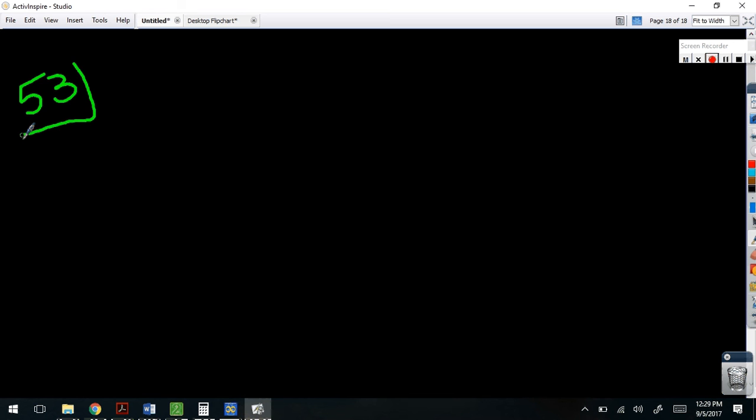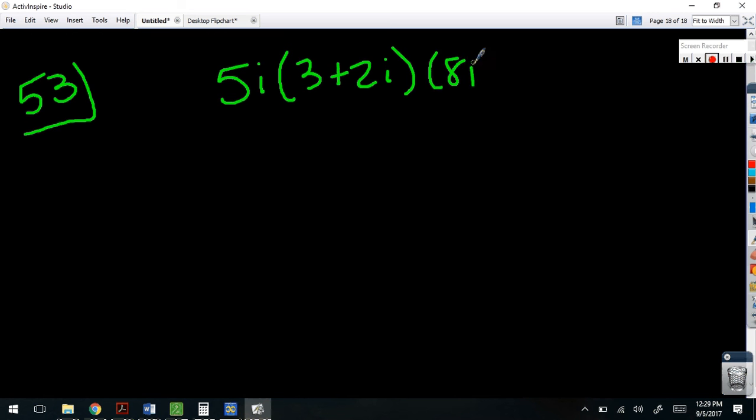53. Oh, here we go. Finally, a multiply. 5i times 3 plus 2i times 8 plus 3i. When you have more than two things being multiplied together, just multiply 2 at a time and then go back and multiply to the third. So I'm going to do these two first.